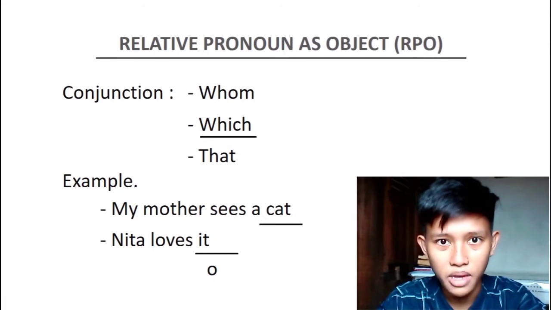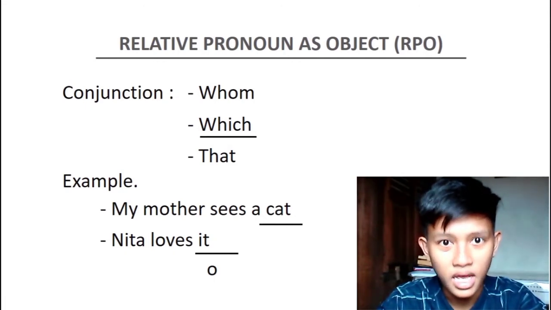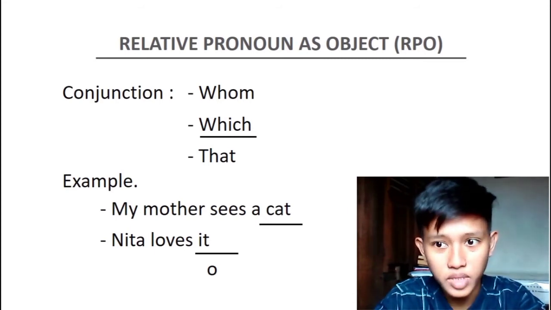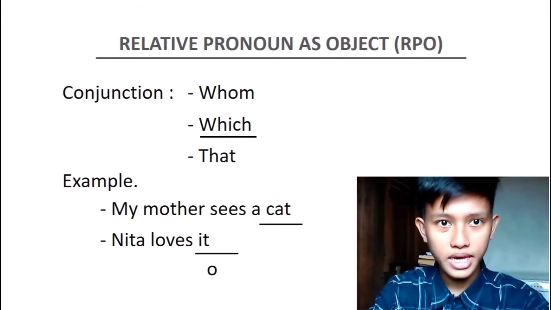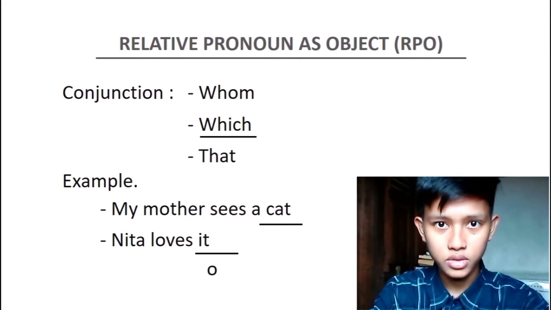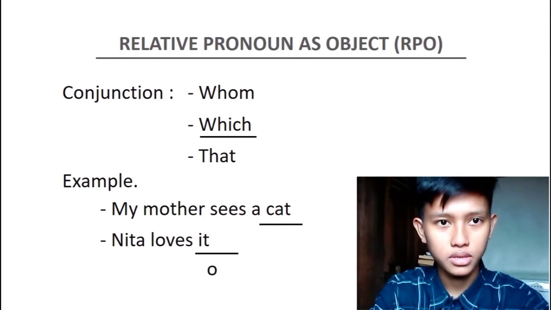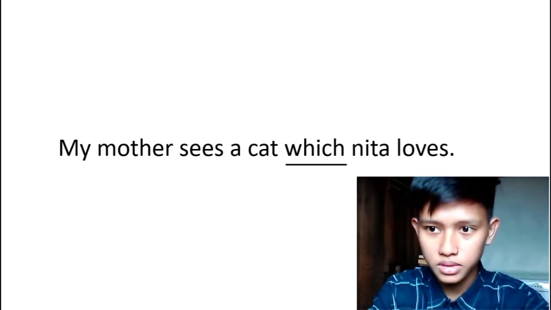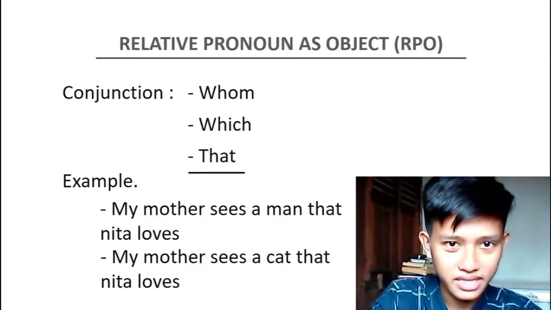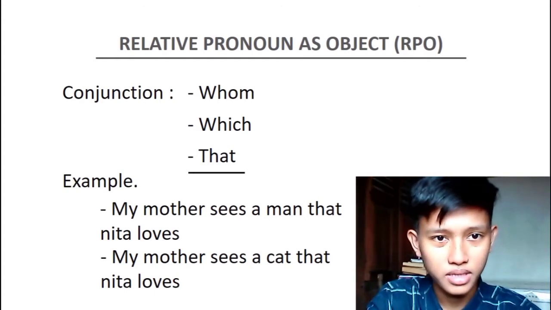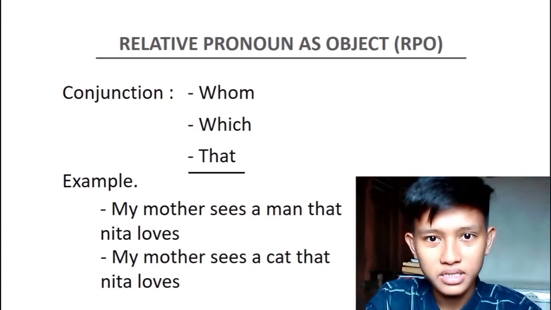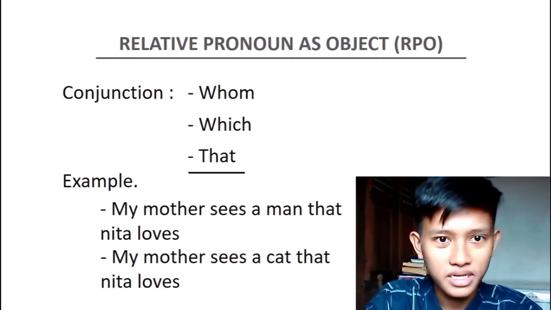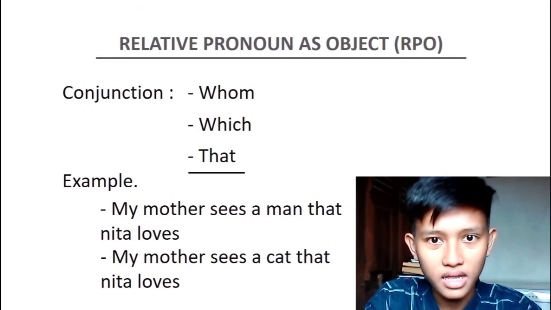What about which? For example, my mother sees a cat. Nita loves it. Cat is an object, it is also an object. Cat refers to a non-person, so we use which as the conjunction. So like this: my mother sees a cat which Nita loves. And the last, that, is flexible for both. For example, my mother sees a man that Nita loves. Also, my mother sees a cat that Nita loves.